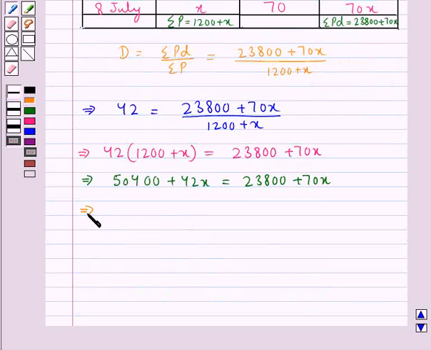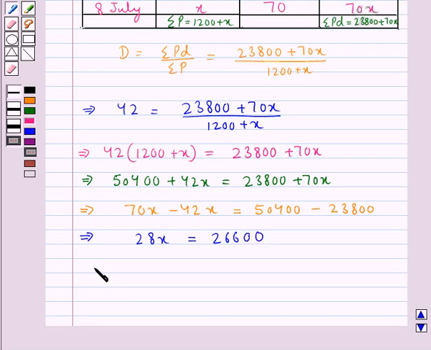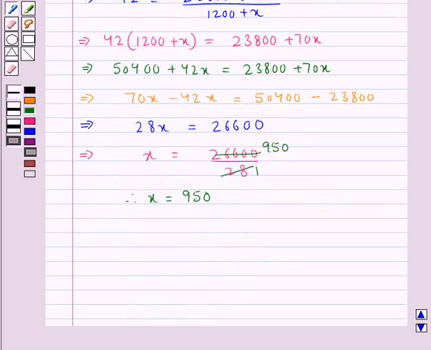Now further 70X minus 42X is equal to 50400 minus 23800. Or you can say we get 28X is equal to 26600. And from here we have X is equal to 26600 upon 28. And 28 times 950 is 26600. So therefore we have X equal to 950, or you can say X is equal to $950.